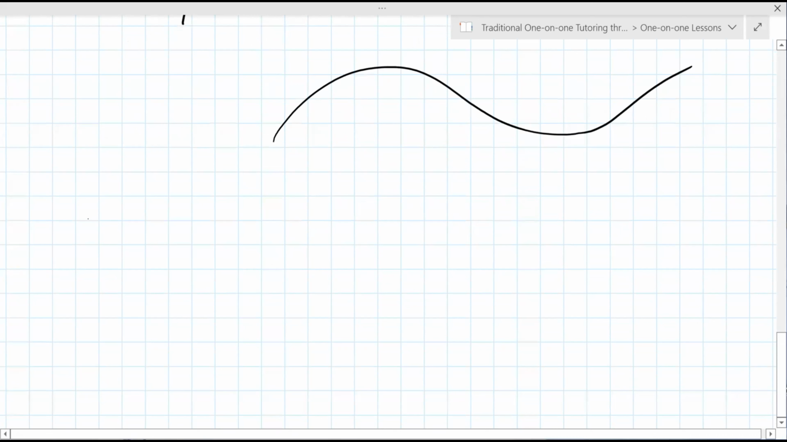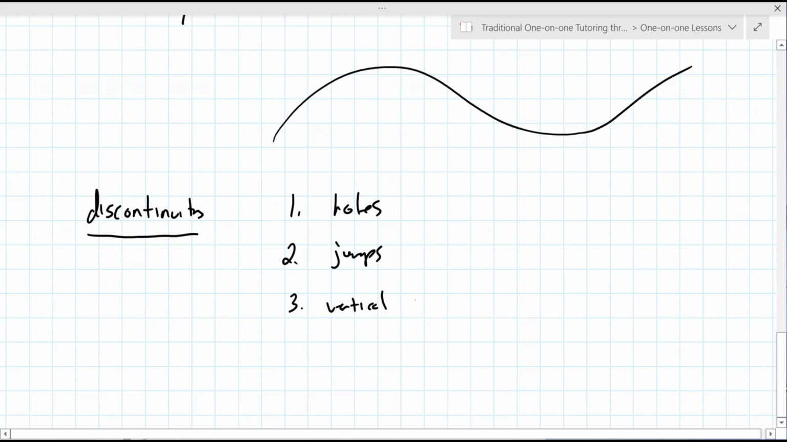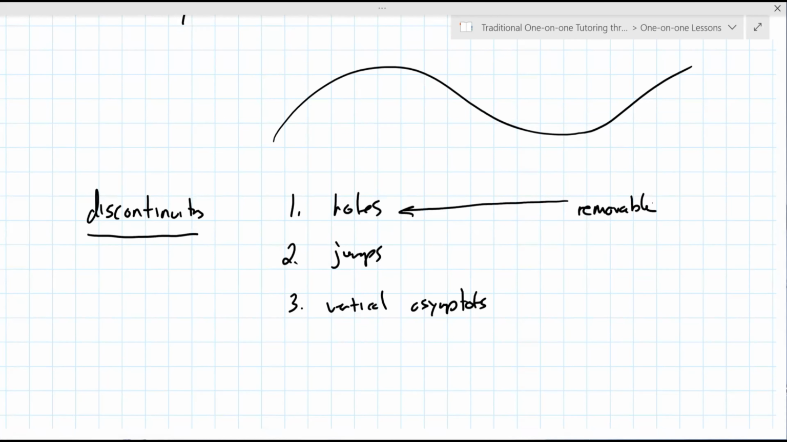Right. So it's actually one of those things where we have to talk about what the discontinuities are so you know what to look for. And you mentioned a couple of them: holes, jumps, vertical asymptotes. And these violate that first condition. Now the only removable discontinuity is a hole. You can remove a hole as needed in some of these problems. But jumps and vertical asymptotes you cannot remove.